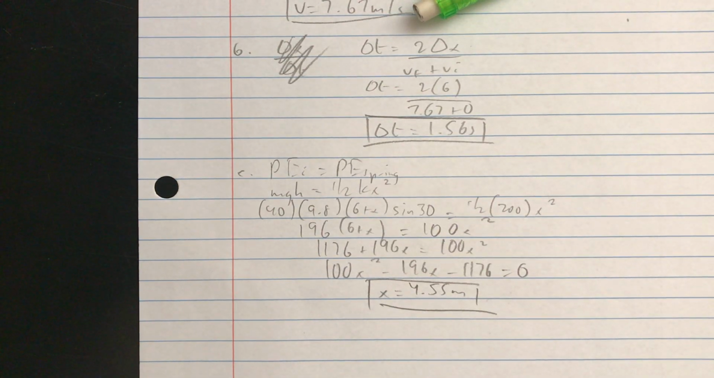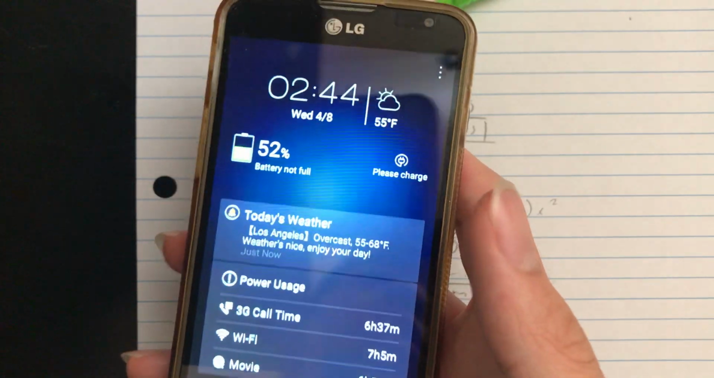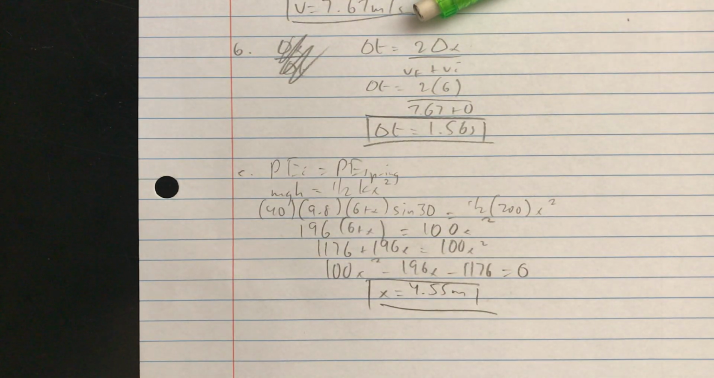Okay, phone ran out of storage, so the video stopped abruptly. I'm still on track, 12:44. It took like 12 minutes so far, and then 2 minutes to figure out what the heck was going on.